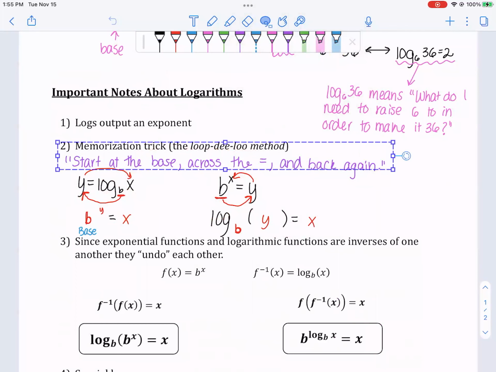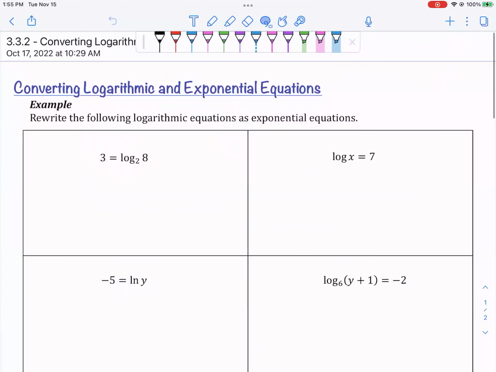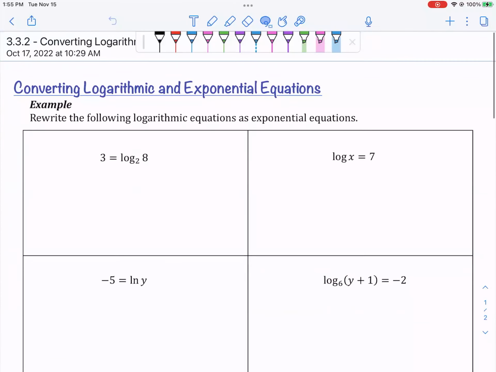This is the big important statement, and there's nowhere on this page to put that, huh? I'll just make it super tiny. Beautiful. Start at the base, across the equals, back again.